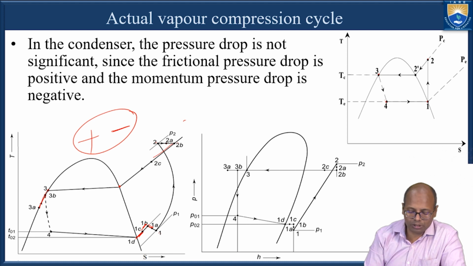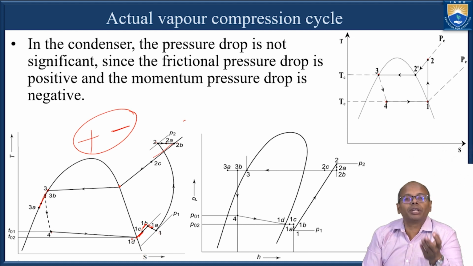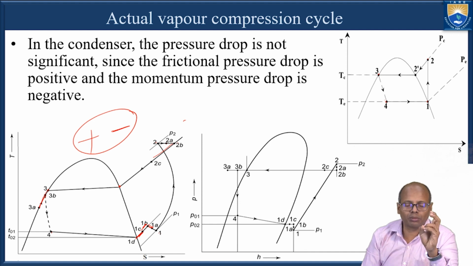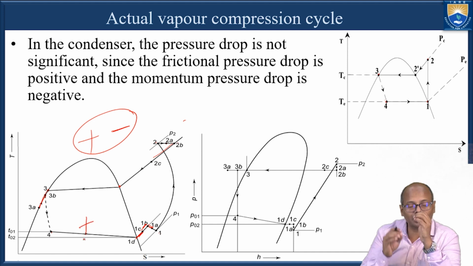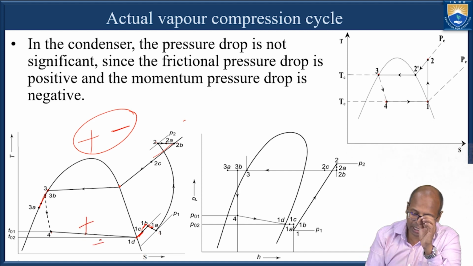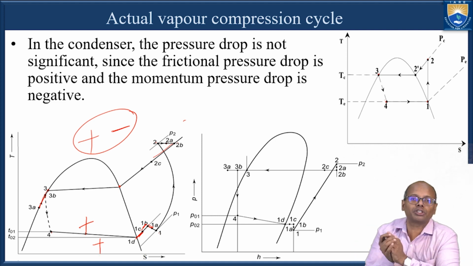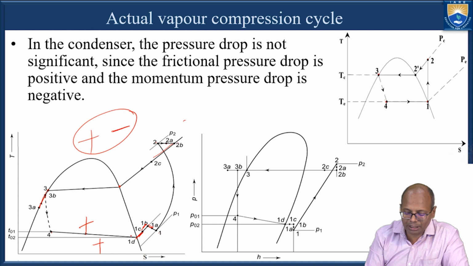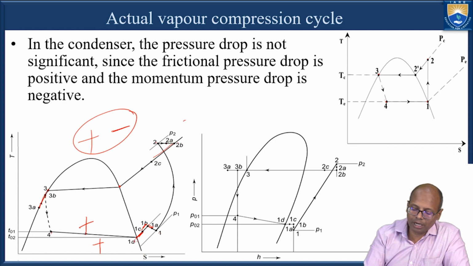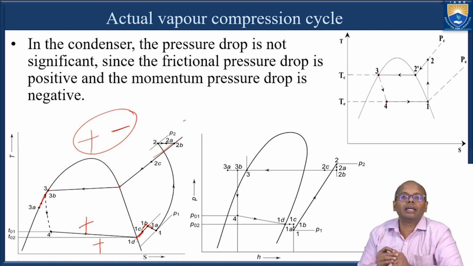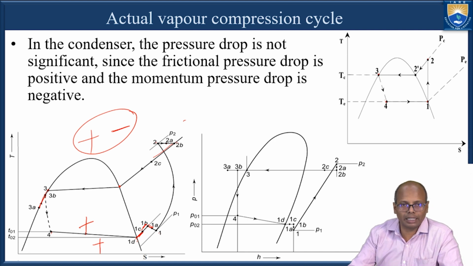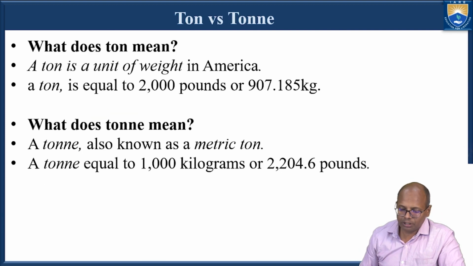Now from 3B to 4 it is an expansion process, which is an isenthalpic process, a constant enthalpy process. And from 4 to 1D, we have two pressure drops. Here the pressure drop due to friction is positive, as well as the pressure drop due to change in momentum is also positive. So there is a lot of pressure drop between 4 and 1D. But if you see from 2 to 3, the pressure drop is almost insignificant. So this is about the actual vapor compression cycle, how it deviates from the ideal vapor compression refrigeration cycle.